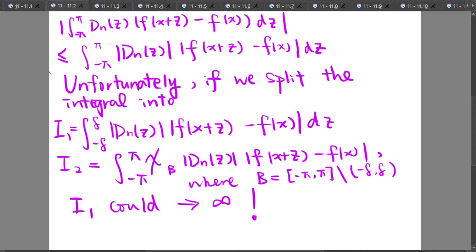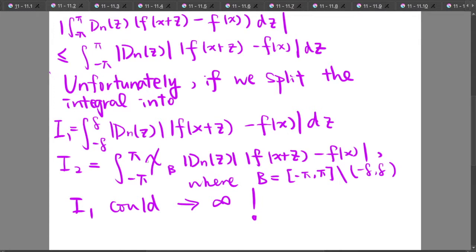To estimate the previous integral, we will put the absolute value inside the integral sign, and we will get a bigger value. However, if we do such estimation, there will be a problem. If we consider I1 and I2, where I1 is the integral from negative delta up to delta of the absolute value of D_n(z) times the absolute value of f(x+z) minus f(x) dz, and the second part is the integral from negative pi to pi of chi_B times the absolute value of D_n(z) times the absolute value of f(x+z) minus f(x), where B is the closed interval negative pi to pi, taking away the open interval negative delta up to delta.